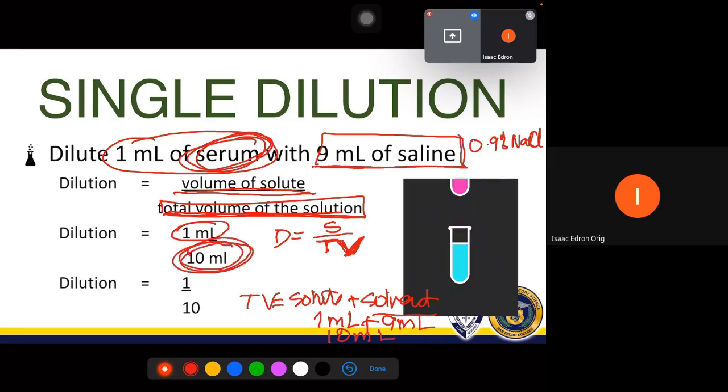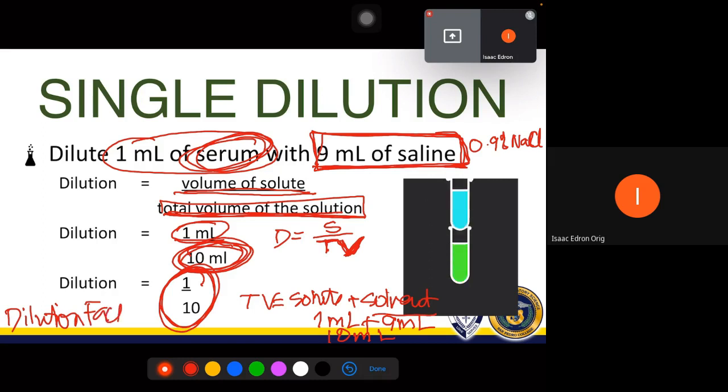So, hindi mo pwedeng ilagay yung diluent lang or solvent lang. Dapat ilagay mo sa denominator is yung total volume ng solution. So, 1 milliliter over 10 milliliters, the dilution is 1 is to 10. Okay? 1 is to 10 or 1 tenths. Tapos, di ba, may sinabi ako kaninang dilution factor. So, yung dilution factor, ito yung kung ano ang nasa denominator ng dilution. So, the dilution factor is 10. So, na-dilute mo yung 1 ml of serum by 10 kasi yun yung dilution factor niya. So, I hope gets nyo guys, di ba? So, the dilution is 1 tenths or 1 is to 10. Pero, ang dilution factor niya is 10.